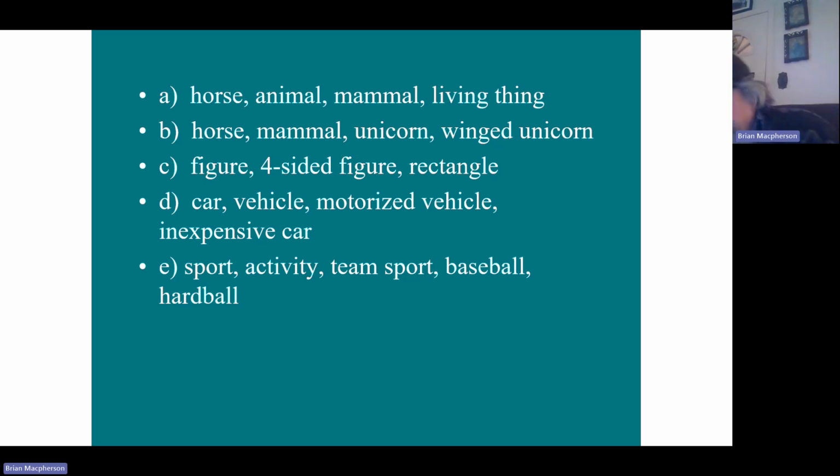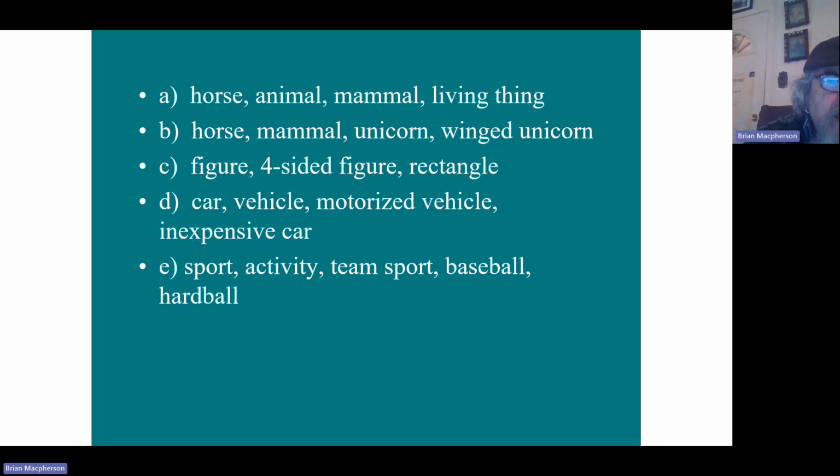Let's look at the next list below that, okay? Horse, mammal, unicorn, winged unicorn, all right? So I think you would all agree that the broadest term there is mammal, right? Because not all mammals, of course, are horses, are they? So mammal is the broadest term. It has the lowest intension, but it has the highest extension. Lots of things are mammals. Human beings, dogs, cats, mice, right? Horses. So mammal has the broadest, I guess you would say, extension because it has the lowest intension.